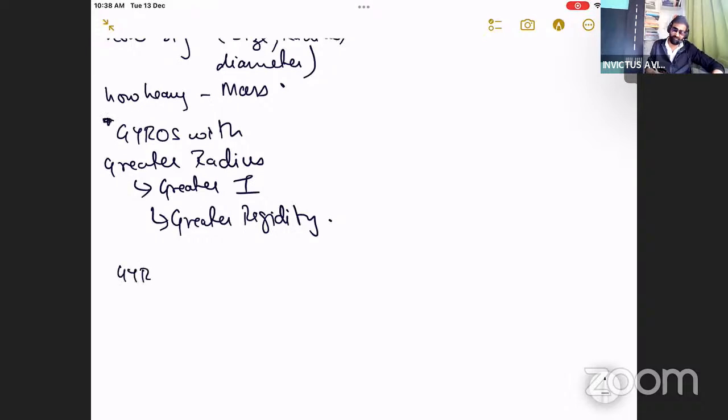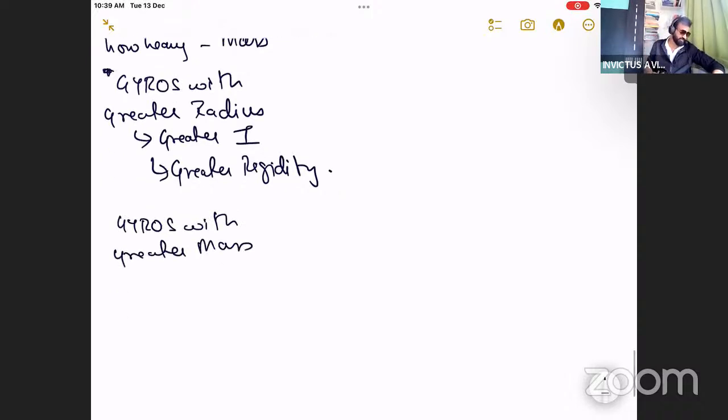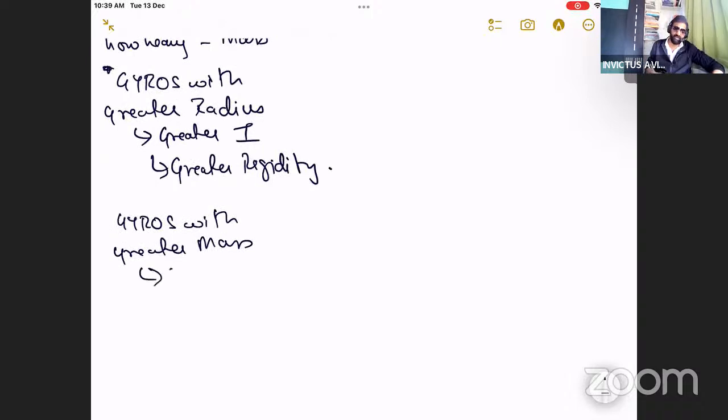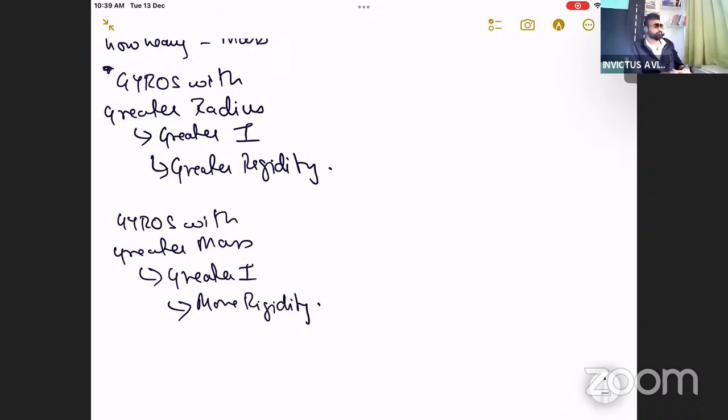And similarly, gyros with greater mass. What happens to gyros with greater mass? They will also have greater moment of inertia and they will have more rigidity. We need rigidity, students. Now, what happens in an aircraft? Before I tell you, take a couple of minutes and study the formula for rigidity.